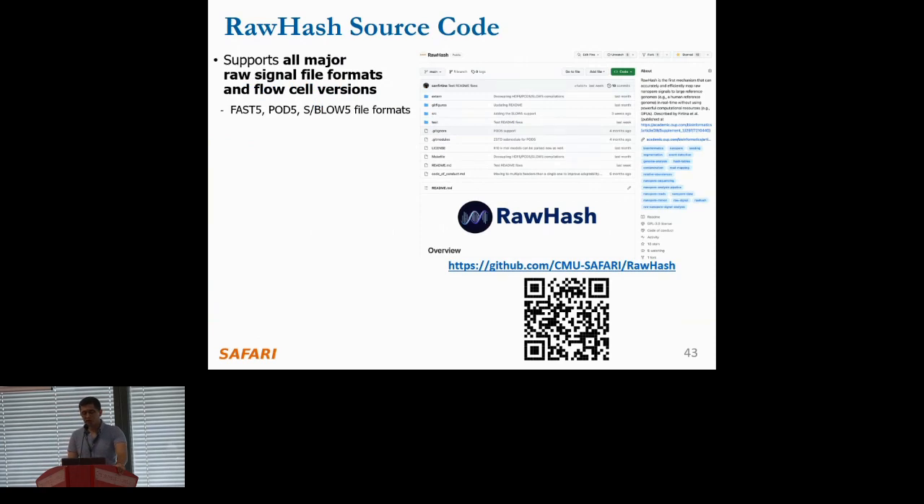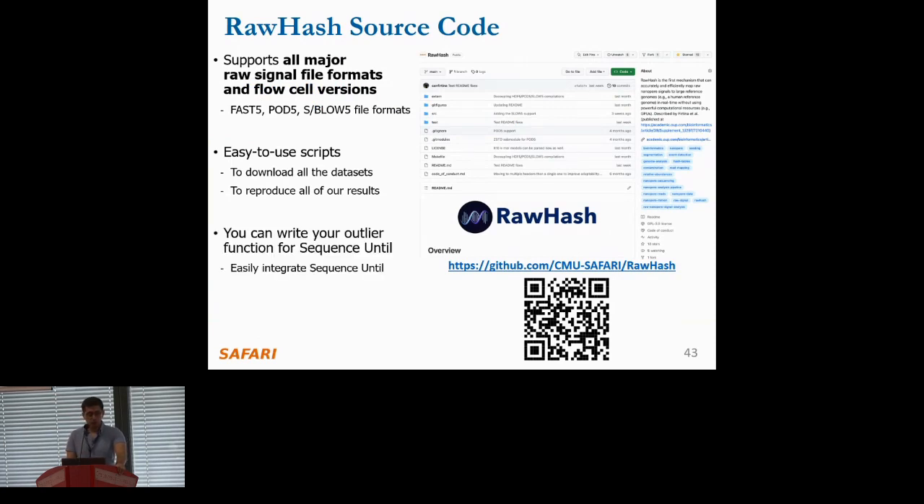RawHash supports all major raw signal formats such as FAST5, POD5, SLOW5, and BLOW5. We provide easy-to-use scripts to download all of our datasets and to reproduce all of our results. You can also write your own outlier function to improve sequence until, and we continuously improve our implementation. Our upcoming feature is direct integration to the MinKNOW API.